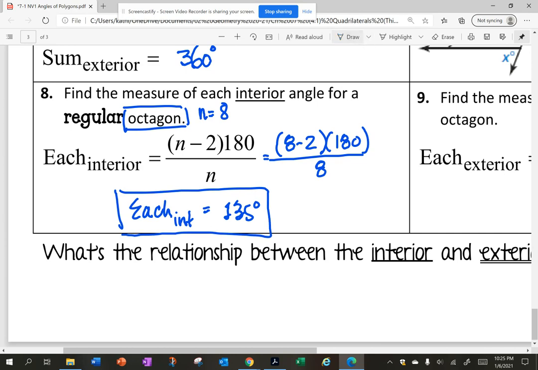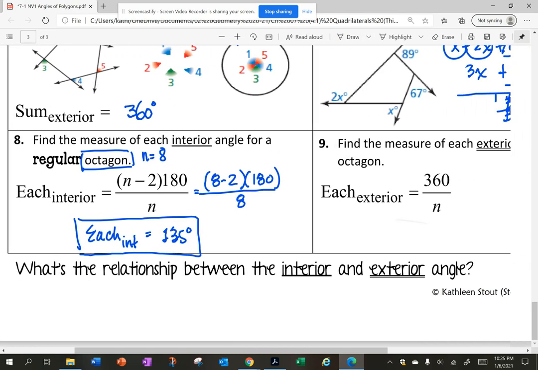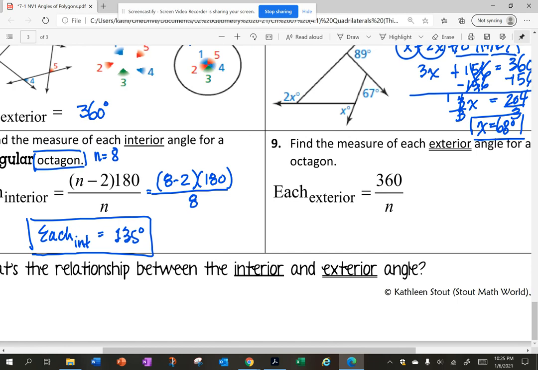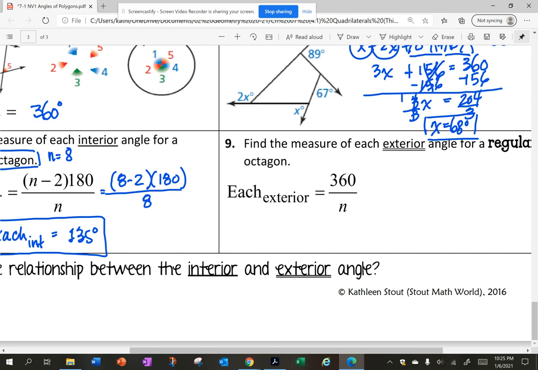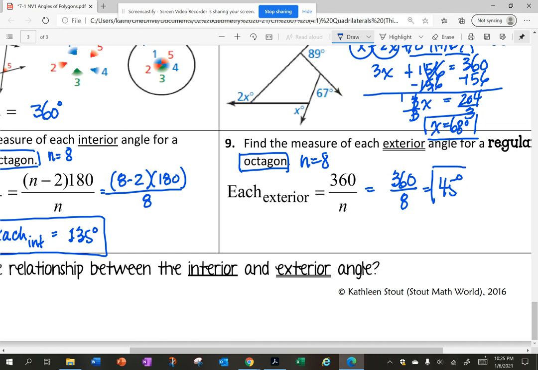I'm going to use the same process for the exterior angle. I'm going to take the sum and divide it by the number of sides. So we said for an octagon, n equals 8. So this is going to be 360 divided by 8, which is 45 degrees for each exterior angle.